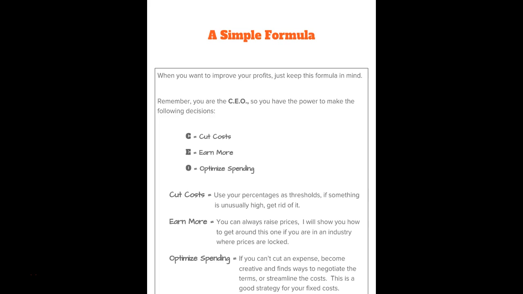So to cut costs, use your percentages as thresholds. If something is unusually high, get rid of it. Earn more. You can always raise prices. I will show you how to get around this one if you are in an industry where prices are locked. Optimize spending. If you can't cut an expense, become creative and find ways to negotiate the terms or streamline the costs. This is a good strategy for your fixed costs.